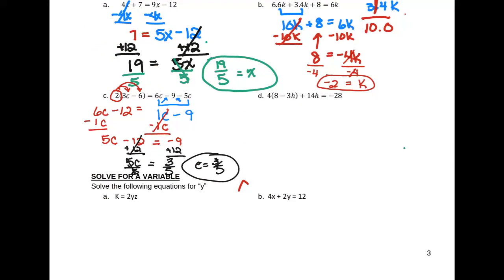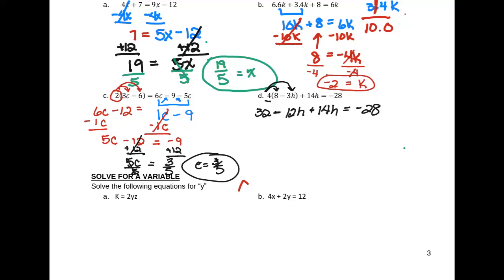All right, and we're back. So I love how this class knew the correct term of distribute, okay? You guys are becoming young mathematicians. That's fantastic. So we are going to distribute the 4, which means we're going to multiply. 4 times 8 is 32, minus 4 times 3 is 12H, plus 14H is what I had there before, equals negative 28.